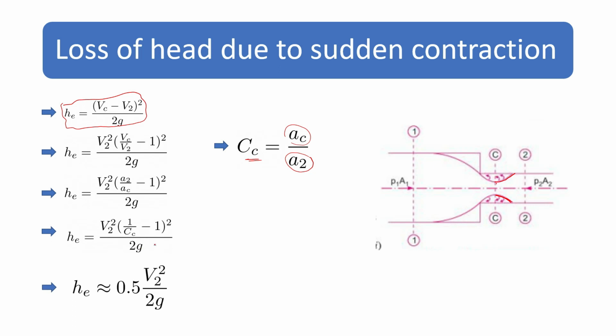The coefficient of contraction is usually 0.62. If you substitute that, you will get head loss is equal to 0.375 V2 square by 2g. In case a coefficient of contraction is not given, we can approximate this value as 0.5 V2 square by 2g. So this is the head loss due to the sudden contraction.